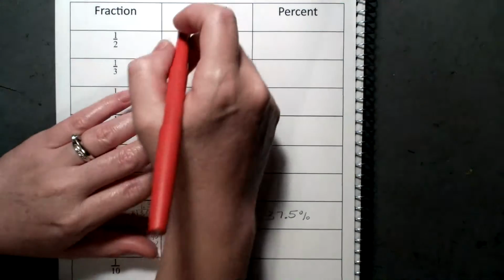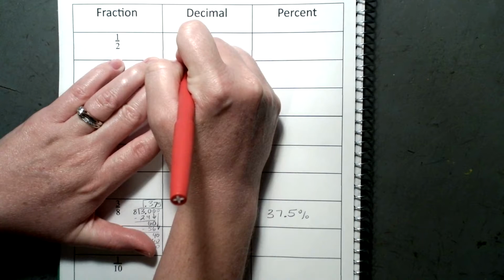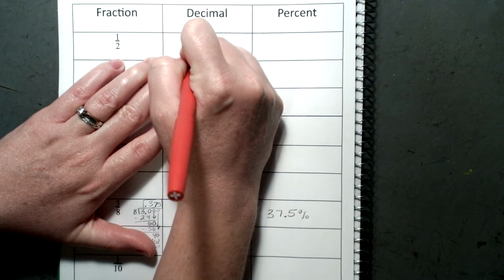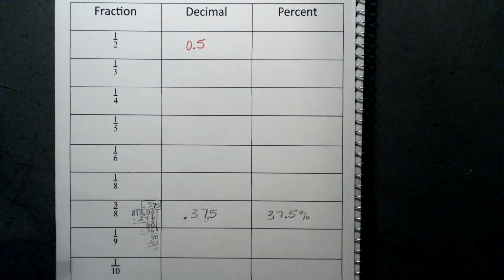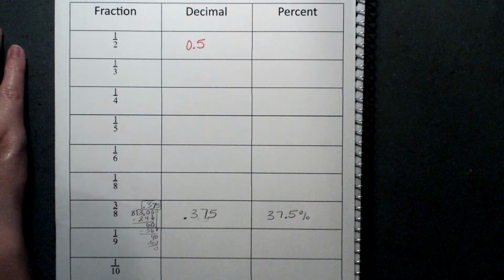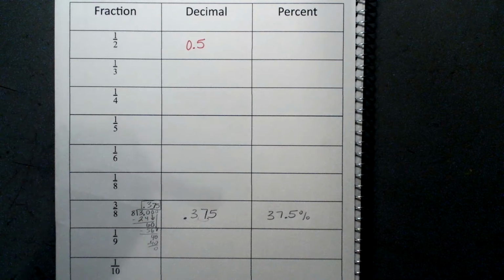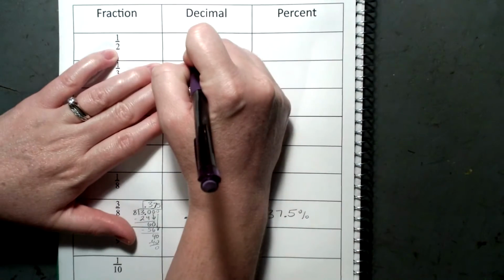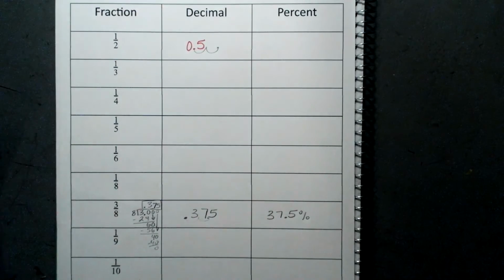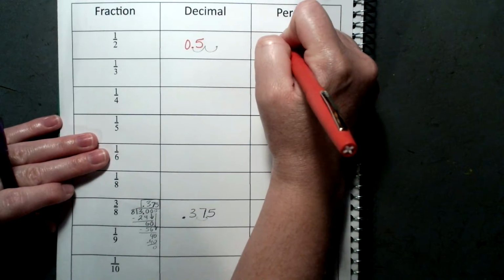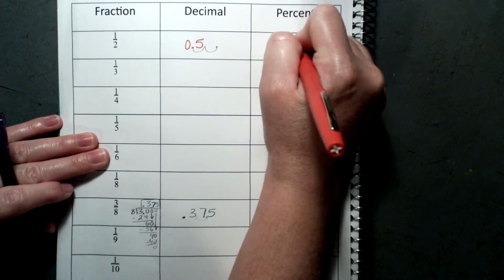So for 1/2, you should have gotten the decimal 0.5. And we know that because 50 cents is half of a dollar. So for my percent, we know that we just move our decimal 2 places to the right. And we fill in any blanks with a 0. So our percent would be 50%.